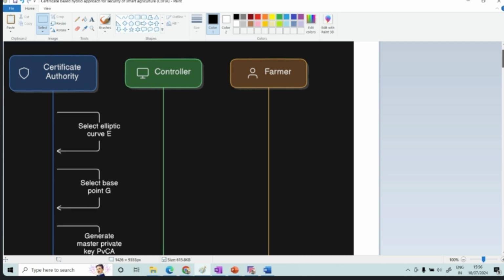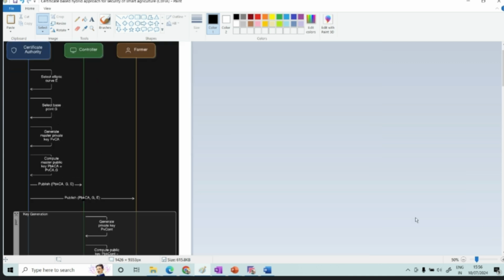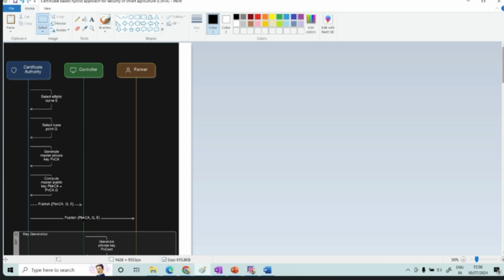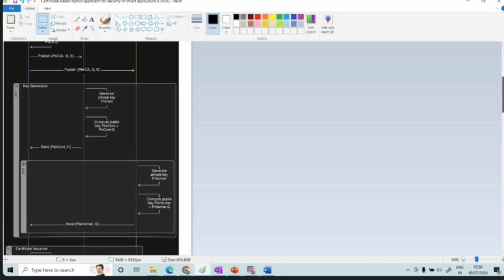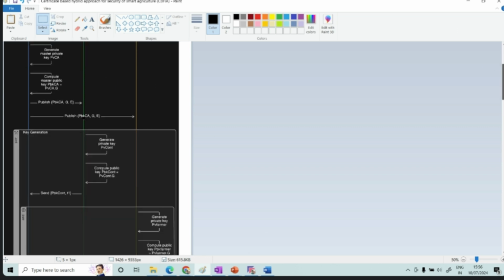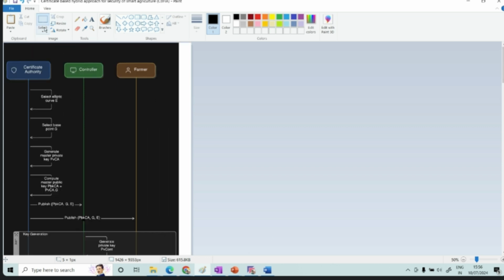Like this one is the initialization phase. You can reduce the size. I should repeat again. We should have the certificate authority, controller, and farmer format in each phase. Because if we cut, we will not have all of this. No, you cannot put this big diagram in your PPT. Otherwise, it's difficult. You have to cut and paste, like what you did in this slide.